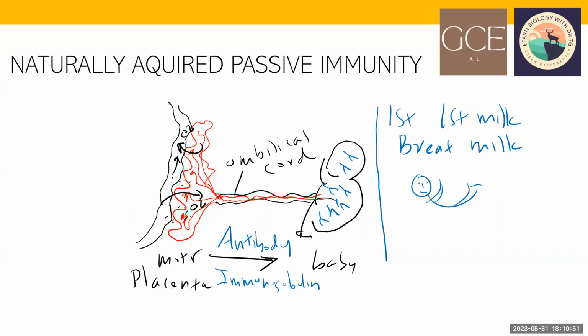They can get sick. On one hand that is true, because the immune system is not the same as an adult's. It's developing. The immune system is developing. Protection only comes from antibodies. So this kind of immunity is called naturally acquired passive immunity.